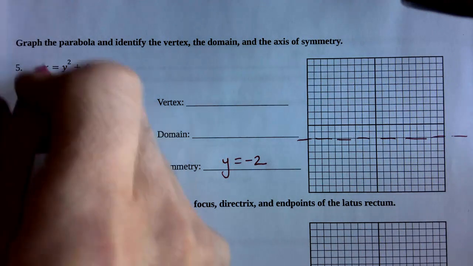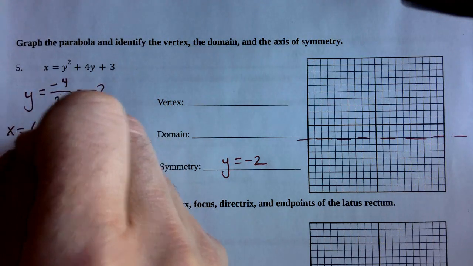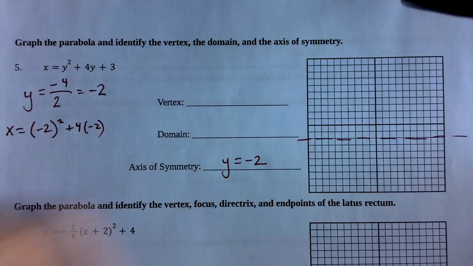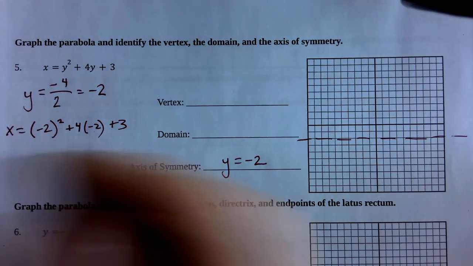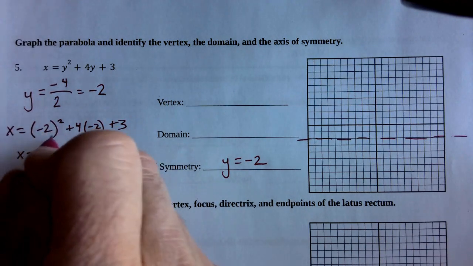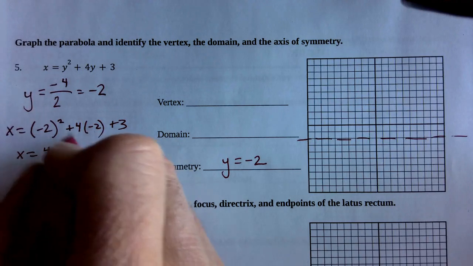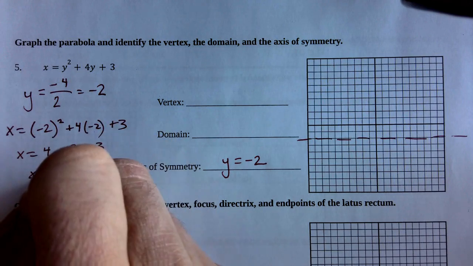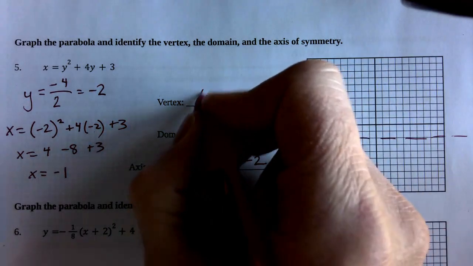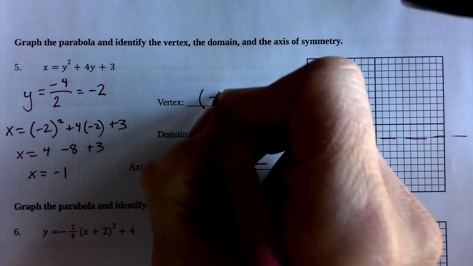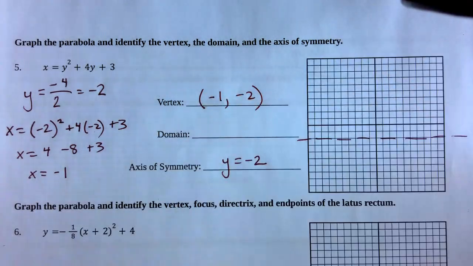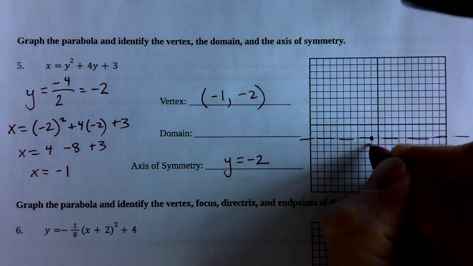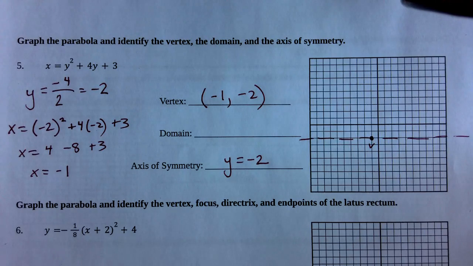To find the vertex, we're going to take that and plug it in. So x equals the opposite of 2 squared plus 4 times -2, tack on the 3. Very procedural with these once you get the hang of them. So we got 4 minus 8 plus 3. My x value here is -4 plus 1, or -1. Be very careful, I got a lot of these switched around. This is the x value, so that's -1, and the y value is -2. So it is on this line, (-1, -2). There's our vertex.